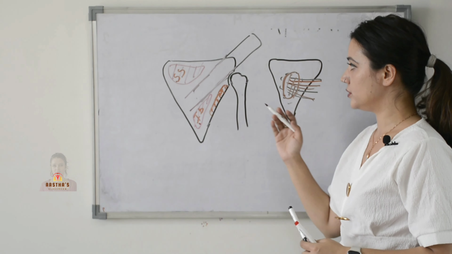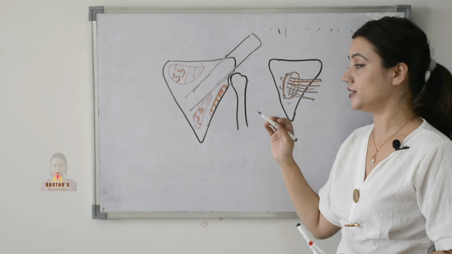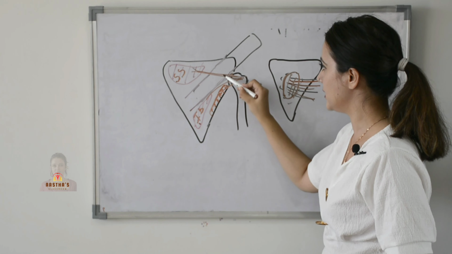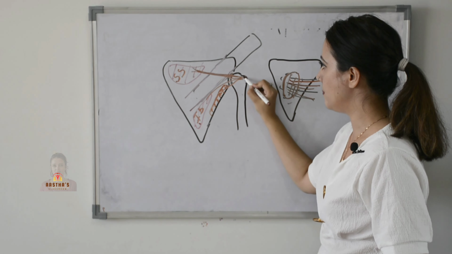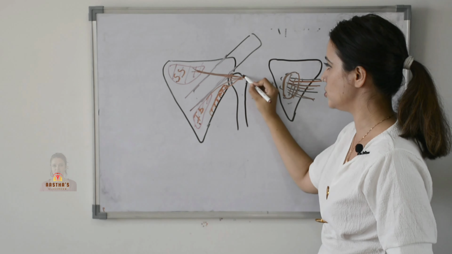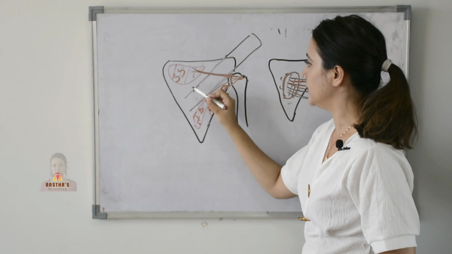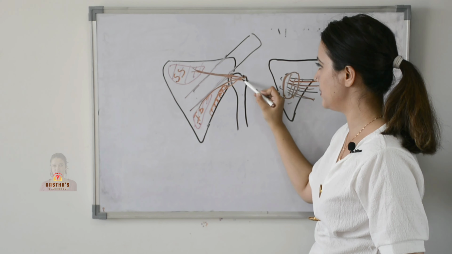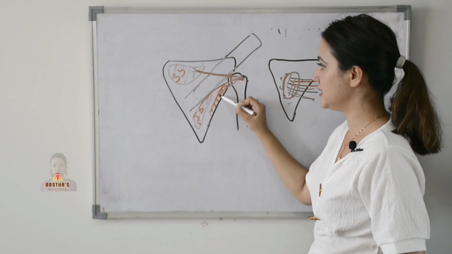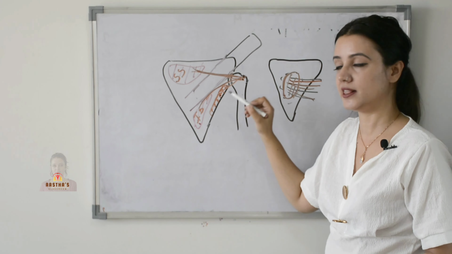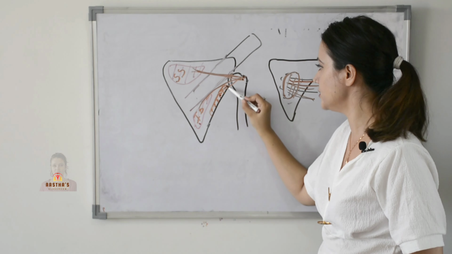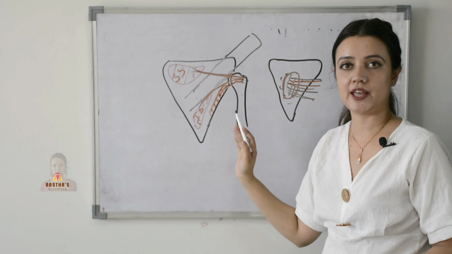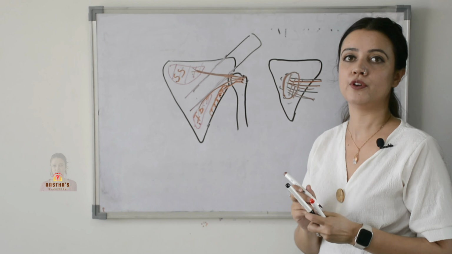Now, where do the muscles get inserted? The supraspinatus muscle is inserted on the upper impression of the greater tubercle, which is the top part of the greater tubercle. The infraspinatus is inserted on the middle impression of the greater tubercle, and the teres minor muscle is inserted on the lower impression of the greater tubercle. So these SITS muscles are inserted together on the greater tubercle of the humerus.